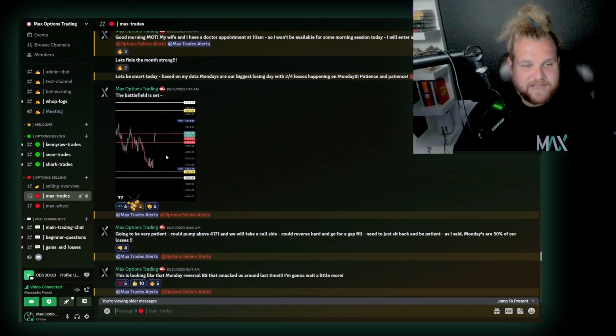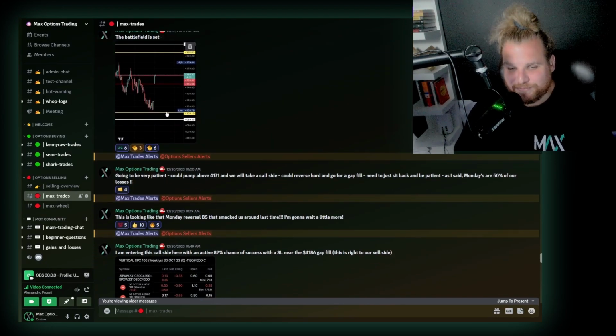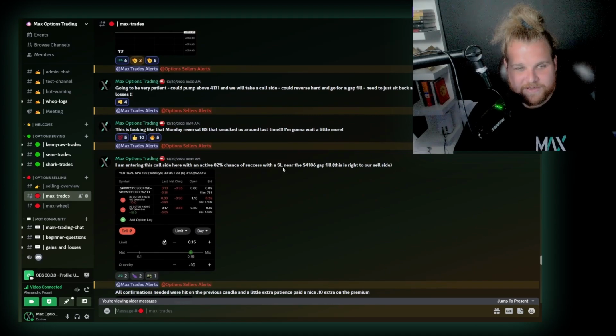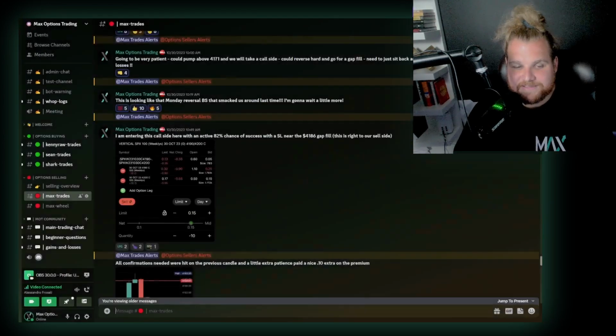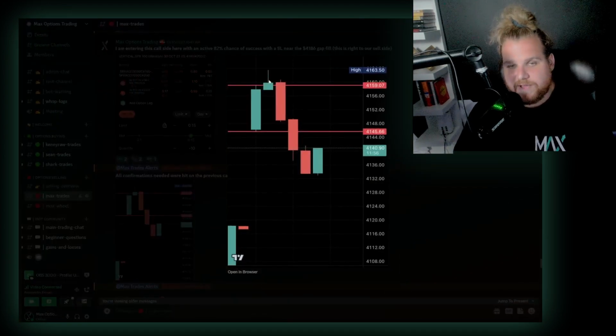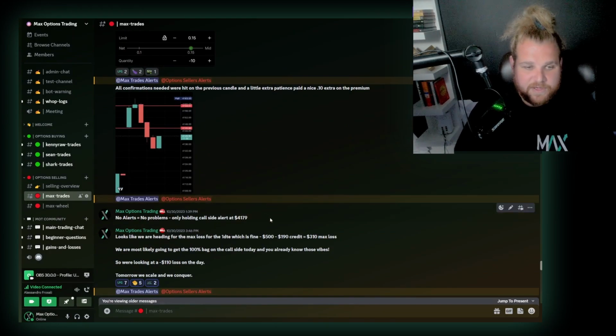Let's be smart today. The battlefield was set. Going to be very patient. This looks like some Monday reversal that smacked us around a little bit. We entered some call sides here based on a gap fill and some entry. We also had a beautiful reversal and breakdown. Those call sides looked to be very well played.